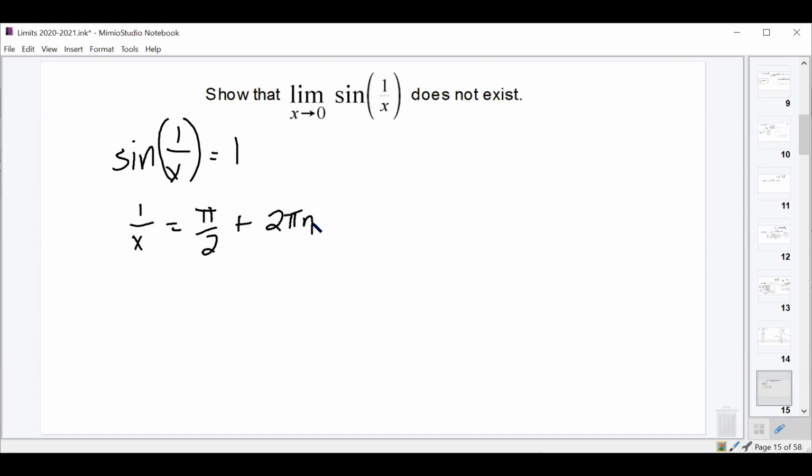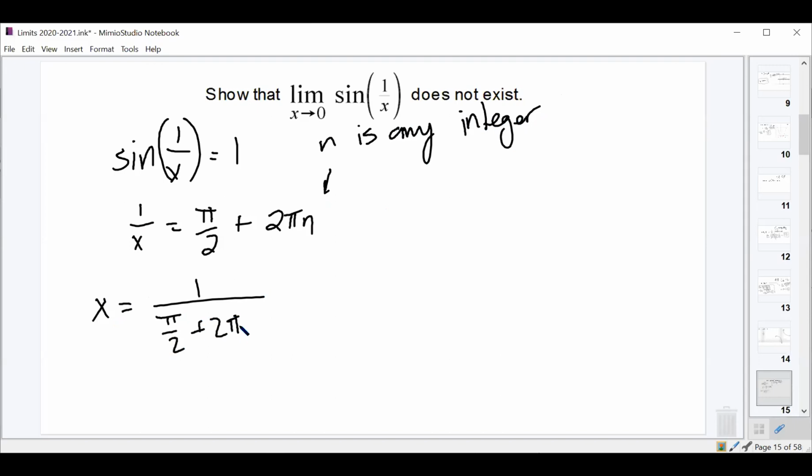So if 1 over x equals pi over 2 plus 2 pi n, where n is any integer, then that should give us a place where that graph hits y equals 1. And we can solve this for x, right? We take the reciprocal of each side, and we end up with this. And what happens as I plug in integer values of n in here?